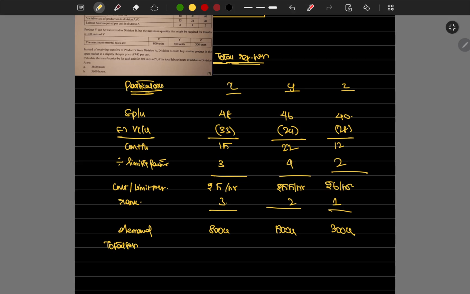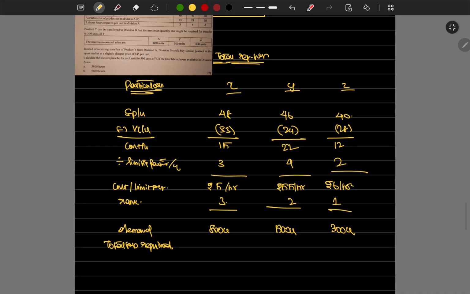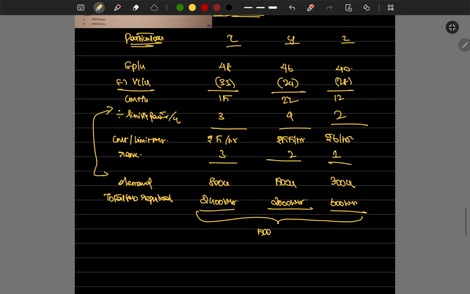Total hours required. What's the total hours required? This is the hours required per unit. Multiply these both things. 800 into 3, which is 2400 hours. 4 into 500, which is 2000 hours. 2 into 300, which is 600 hours. Total hours, 5000 hours. Okay, 5000 hours totally required.